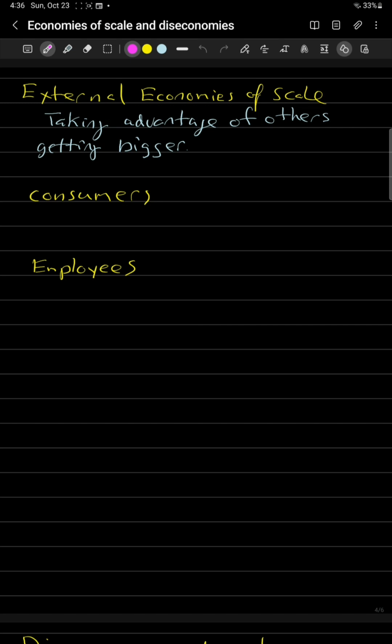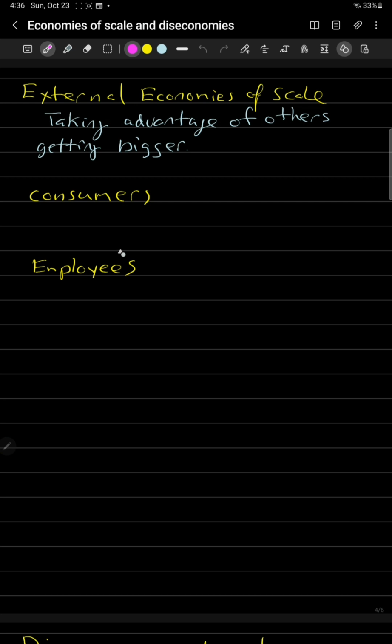The same thing for shopping malls. Why do stores have stores in shopping malls? Because there's more people walking around. It's easier to get clients. So it's something that's bigger outside of yourself that allows you to get more clients, more consumers.